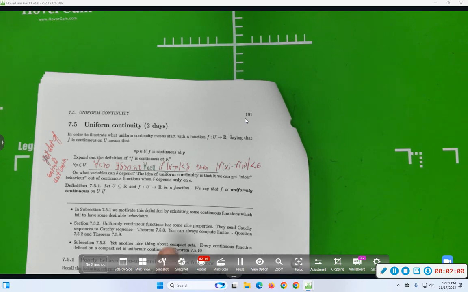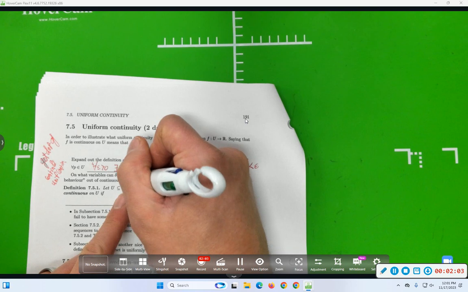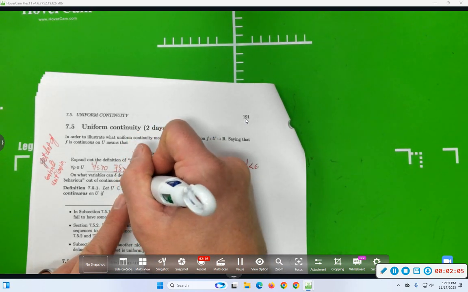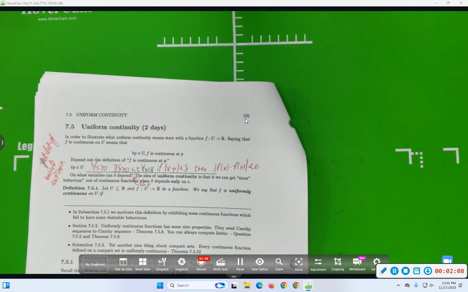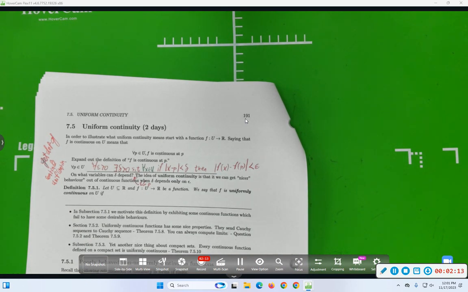So, on what values can delta depend? Well, it looks like epsilon and p. Here's the idea of uniform continuity. A function is uniformly continuous if this parameter delta, how well you need to control input values, doesn't depend on where you look. A function is uniformly continuous if the value for delta doesn't depend on the value for p. So I'm going to put the definition of continuity over there.